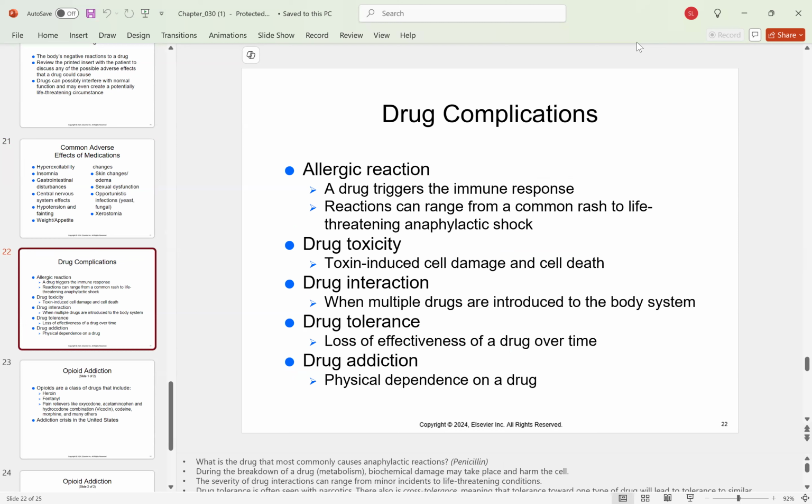Complications include an allergic reaction. We definitely want to know about this in the patient's health history, but this is where the drug triggers the immune response, and reactions can range from a rash to being life-threatening. Toxicity, which is induced cell death. Drug interaction, so when we're using multiple drugs at the same time. Tolerance, a loss of effectiveness to a drug over time. And then addiction, which is physical dependence on that drug.